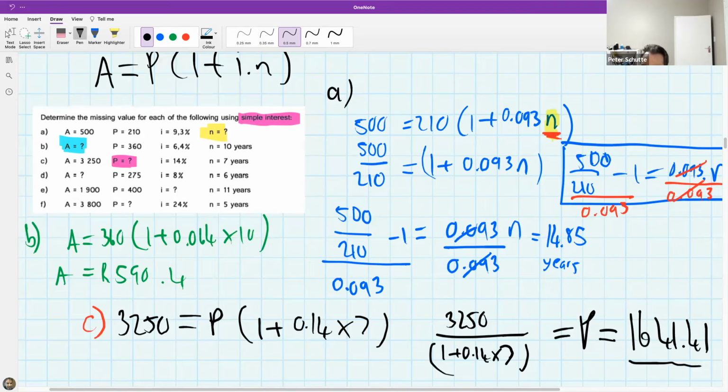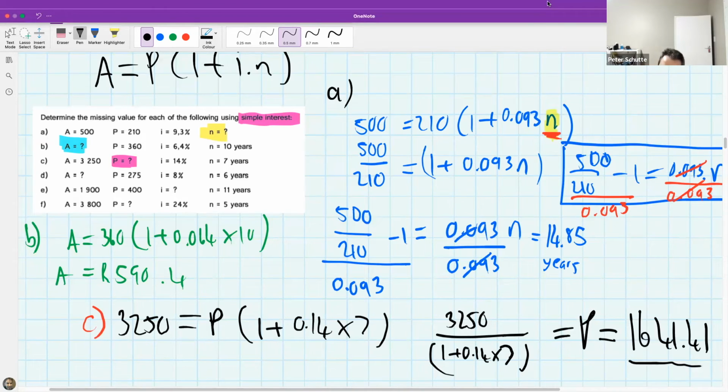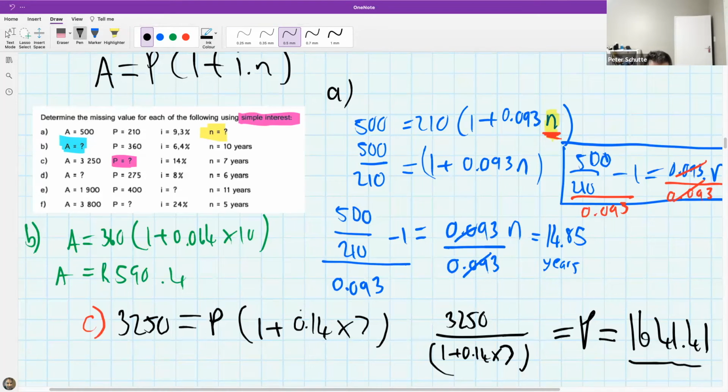Give me a thumbs up if you followed how we did the simple interest calculations. Give me a thumbs down if you didn't follow. Okay. Now, in grade 11, you are expected to be able to find the A, the P, the I, the N values, whether you're given simple interest or compound interest. And so that's what we were doing today. We were just practicing those ideas.